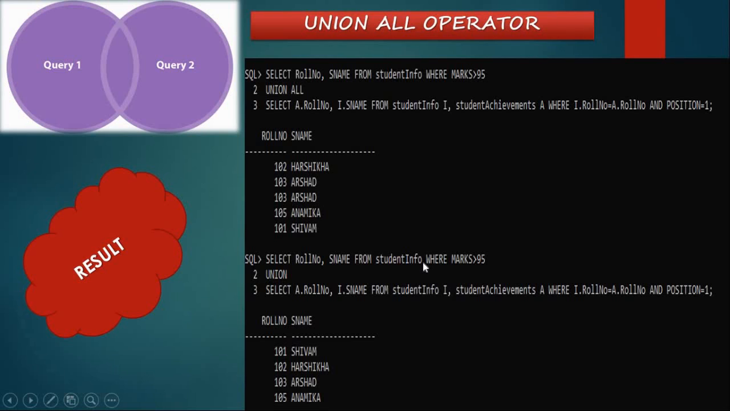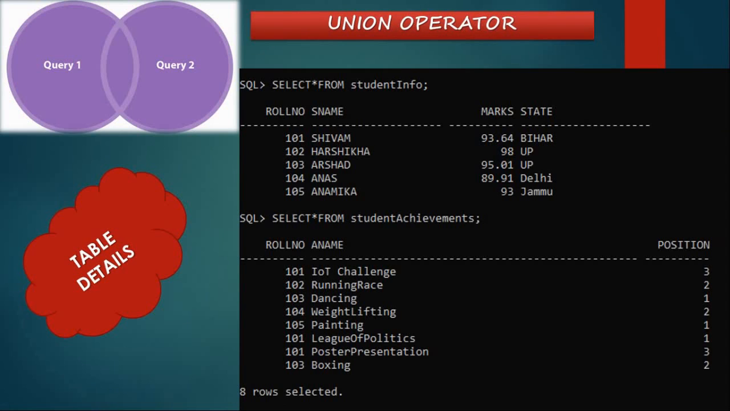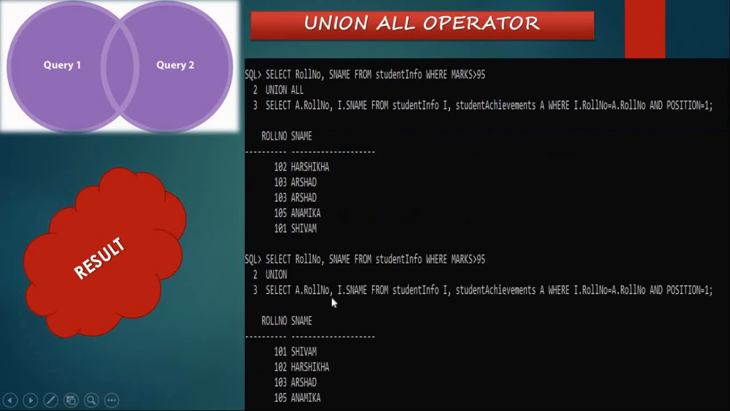Let us now analyze what were the sets which were being applied by the operator union all. Well, as we can see from the table, Arshad has marks greater than 95 as well as he secured position 1 in achievement. So he got position 1 in dancing. That's why Arshad's name was there in the resultant set 2 times, because we were displaying the names of the students who have marks above 95 and also the names of the students who got the position equal to 1.